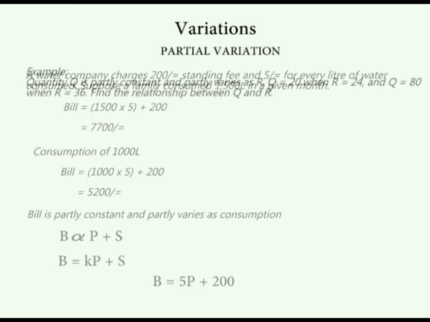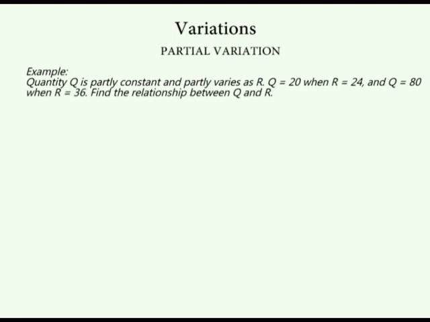An example: a quantity Q is partly constant and partly varies as R. If Q is equal to 20 when R is equal to 24, and Q is equal to 80 when R is equal to 36, find the relationship between Q and R. From the information, Q is proportional to R plus C. Therefore, Q is equal to KR plus C. We find K and C.